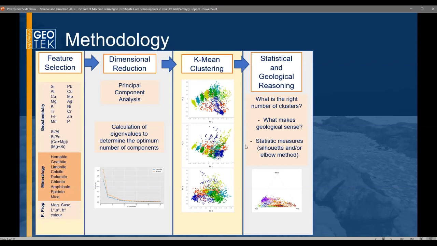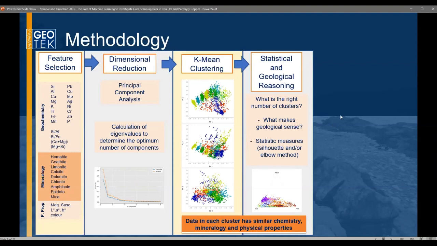Now we need to go through and look at the statistical functions. What is the right number of clusters? We can use some statistical measures to do that, but also geological sense. So what is the right number of clusters from a geological sense? How many lithologies do I have? What are the different types of rock types that we have?